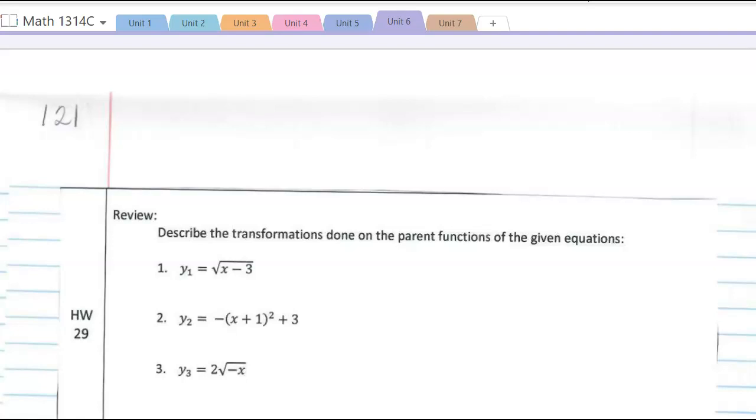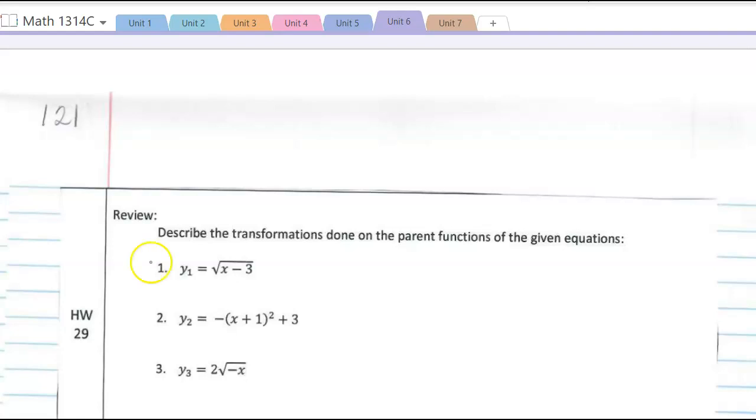This video will cover the review and reflect for the topic of rational functions. For the review, we are asked to describe the transformations done on the parent functions of these equations. You may want to pause this video here so that you may attempt to answer the questions on your own.